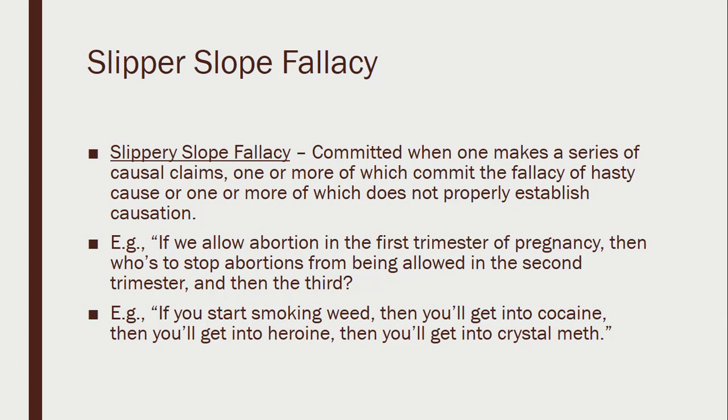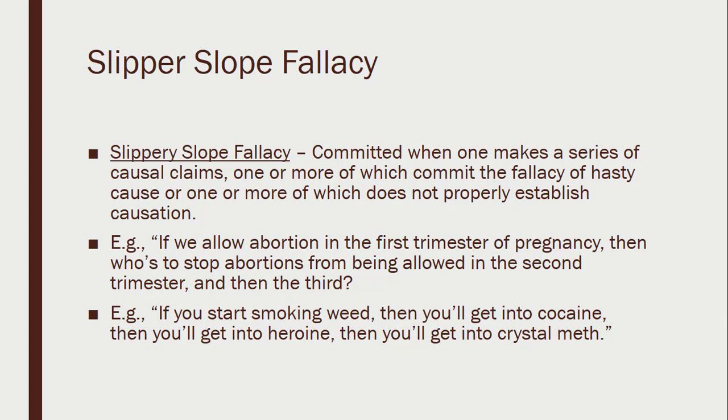Here's an example of a slippery slope argument. If we allow abortion in the first trimester of pregnancy, then who's to stop abortions from being allowed in the second trimester, and then the third? As another example, if you start smoking weed, then you'll get into cocaine, then you'll get into heroin, then you'll get into crystal meth. I'm sure you've heard these kinds of arguments before, where they say that if we allow one thing to happen, this will lead to a slippery slope, where we'll slip down into a very bad state of affairs.